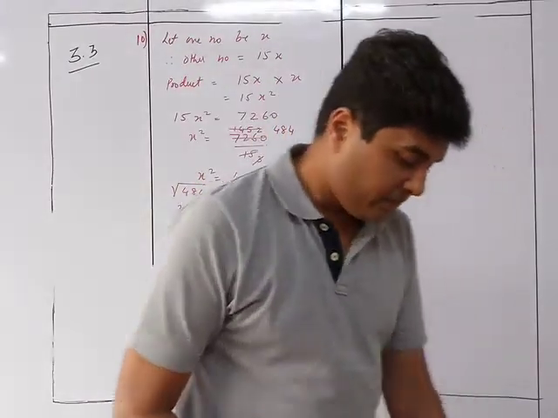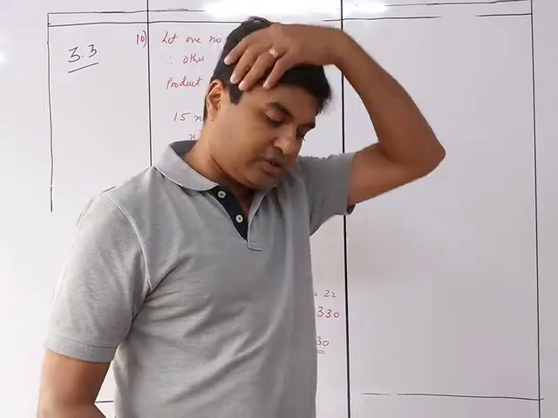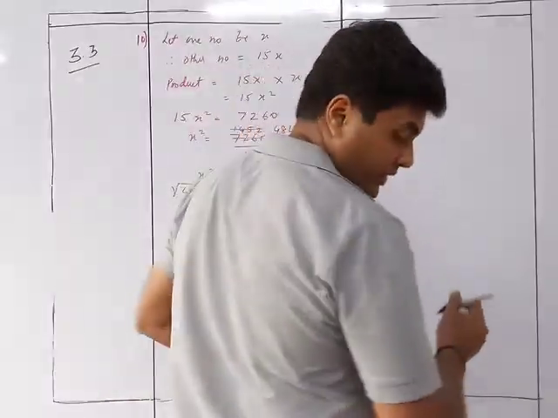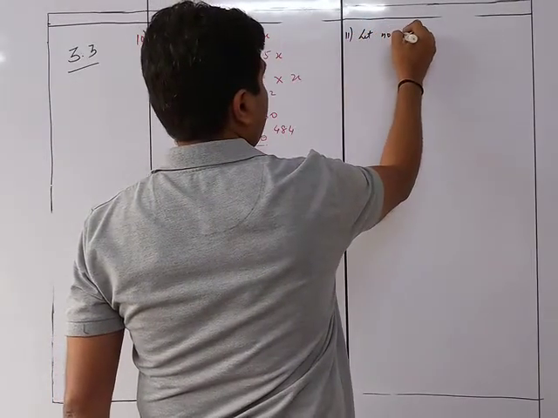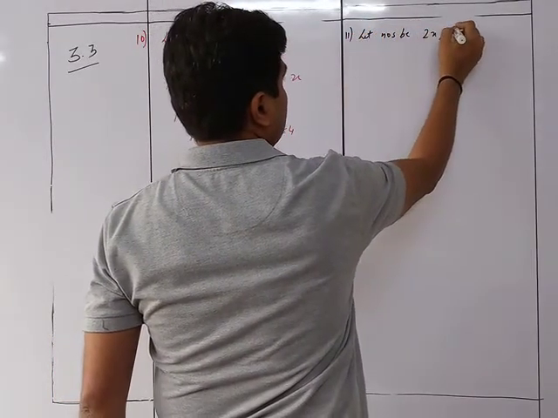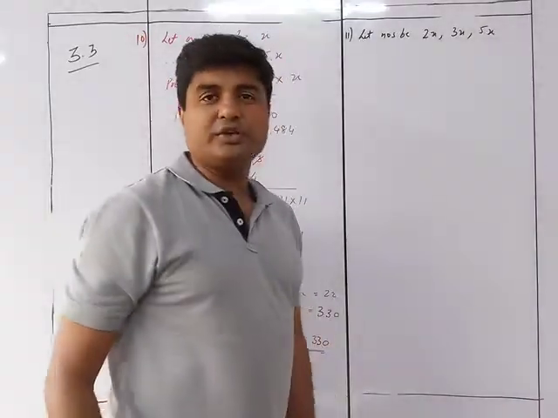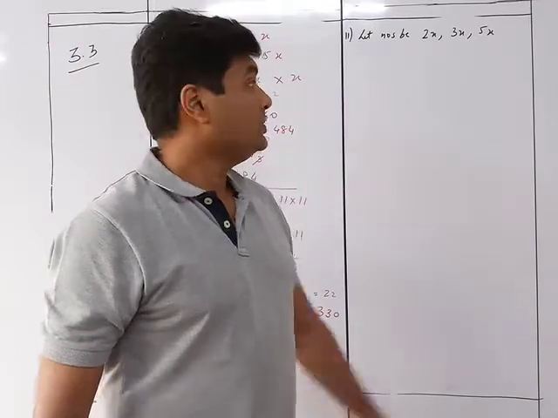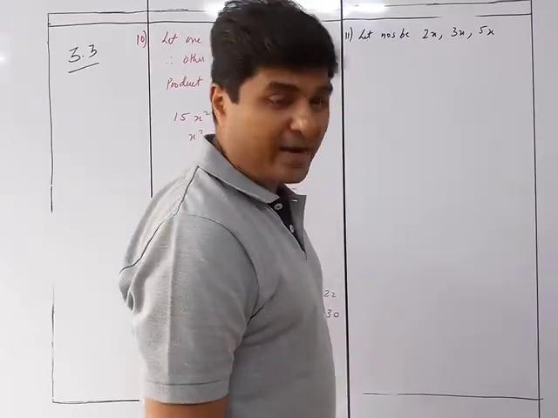So sum number 11. Find three positive numbers in the ratio 2:3:5, the sum of whose squares is 950. Let the numbers be 2x, 3x and 5x, because they are in ratio 2:3:5. So that's why we are going to take the common multiplier as x. So it will be 2x, 3x and 5x. Then again, the sum of the squares is 950.